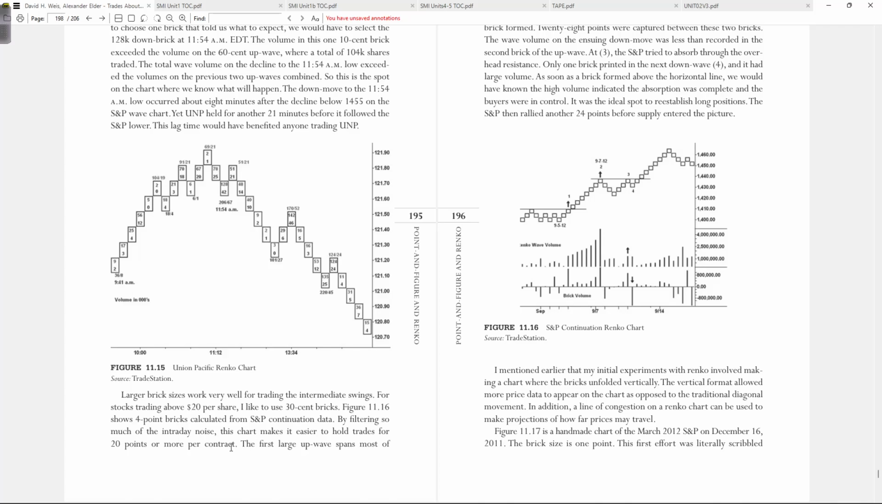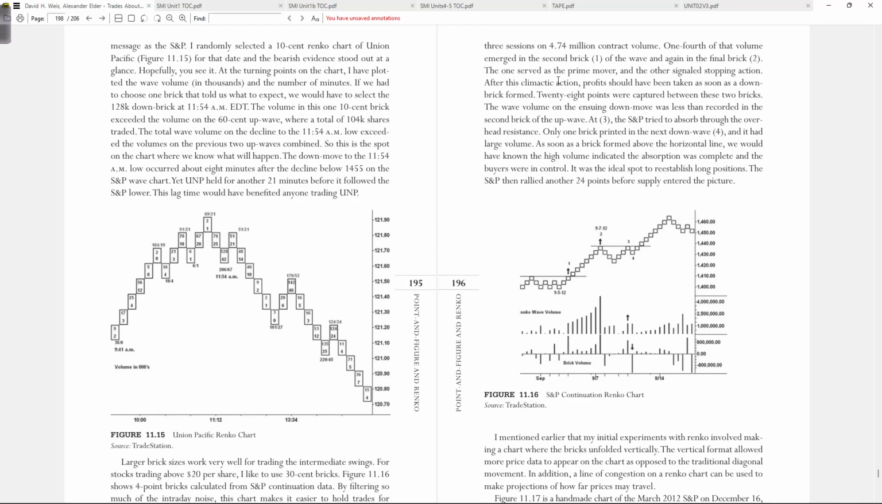more per contract. The first large upwave spans most of 3 sessions on 4.74 million contract volume. 1/4 of that volume is in the second break, 1 of the wave, and again in the final break, 2. The one served as the prime mover and the other signaled stopping action. After this climactic action, profits should have been taken as soon as a downbreak formed. 28 points were captured between these two breaks.